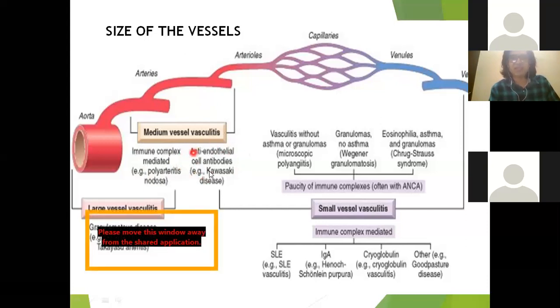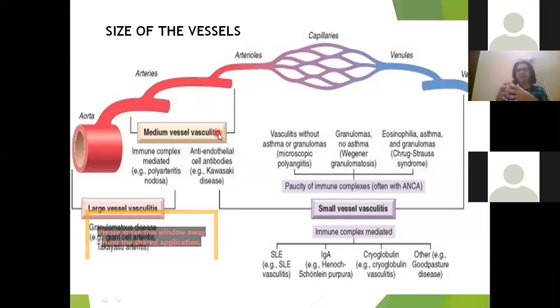Then Kawasaki disease, it generally occurs in children. Its pathogenesis is anti-endothelial cell antibodies. So now another pathogenesis comes into play. Up till now, we have seen immune complex mediated and ANCA-associated, and now the third pathogenesis is anti-endothelial cell antibodies. And the name is telling you these antibodies are against the endothelial cells. So obviously they damage the endothelial cells, and it causes the disease manifestation, right?